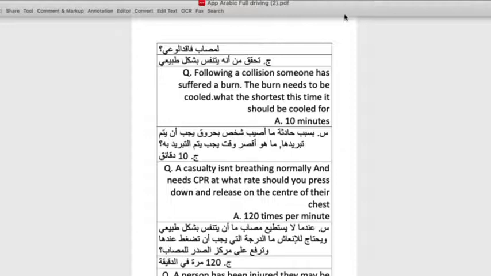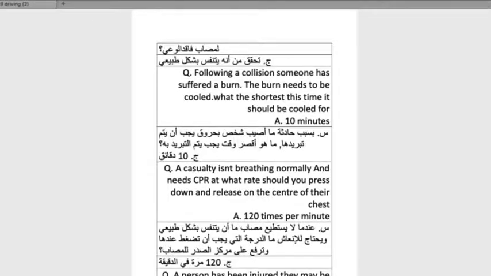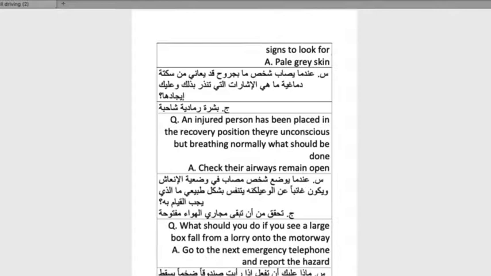A person has been injured. They may be suffering from shock. What are the warning signs to look for? Pale, gray skin.